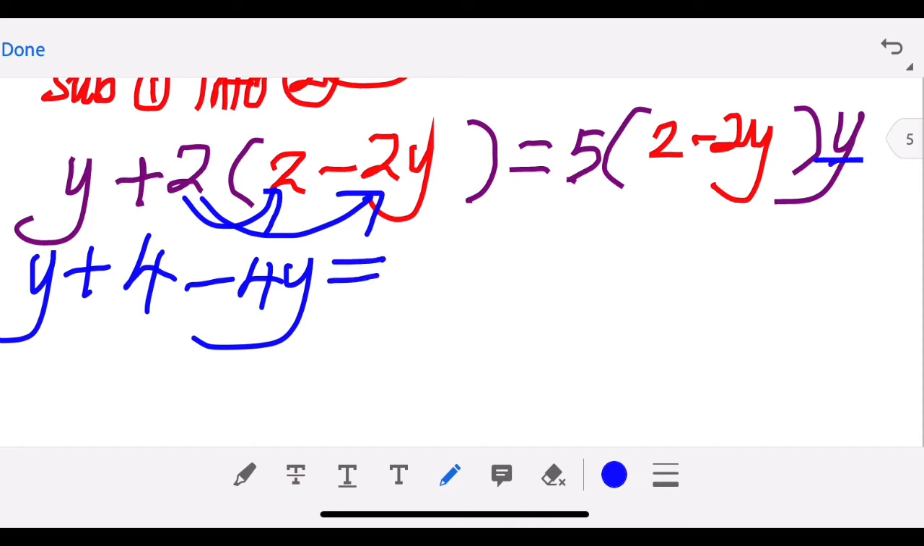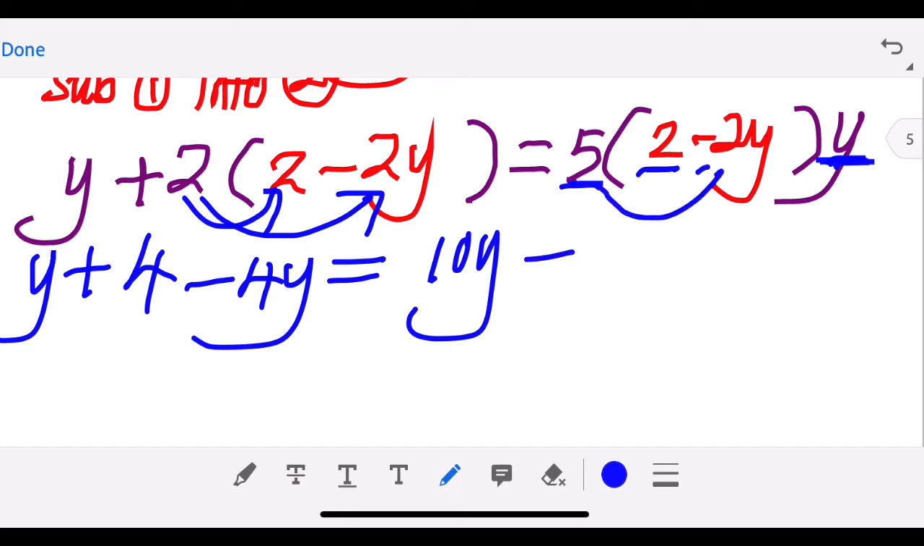Then here, remember there is a 5y. 5y times 2. 5 times 2 is 10, 10 times y is 10y. And then 5 times 2y, there is a negative here, negative 10y. And there is a y here. So it's minus 10y squared. Don't forget there is a square.